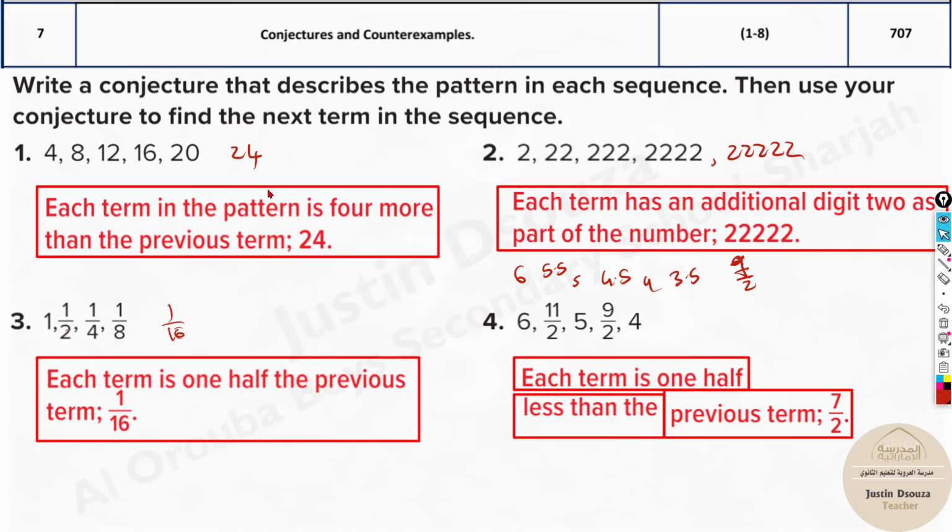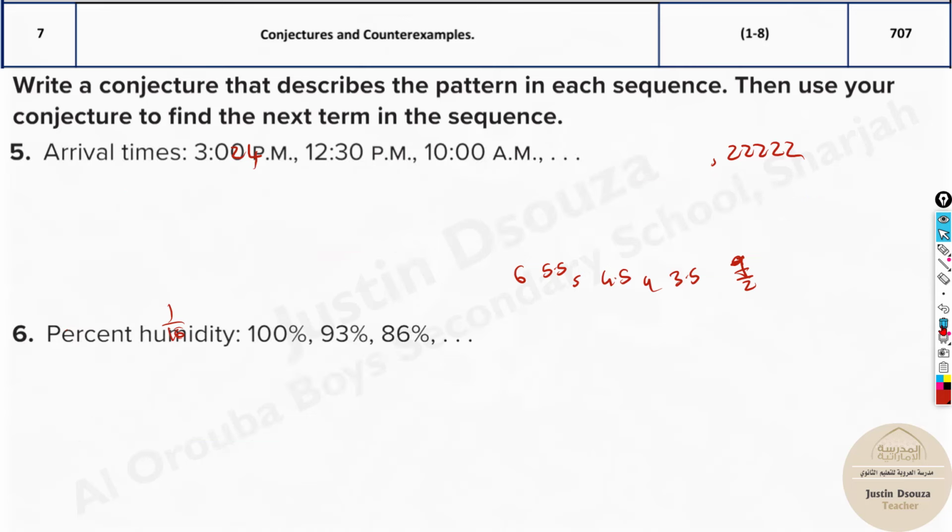You should also understand the conjecture. What is exactly happening? Over here, each term in the pattern is 4 more than the previous term, because this might be your option as well. Each term is 1 half the previous term. Each term is 1 half less than the previous term. Each term is formed by adding a digit 2 as a part of the number. Now what about these over here? Arrival times 3 p.m. Next is 12:30 p.m.